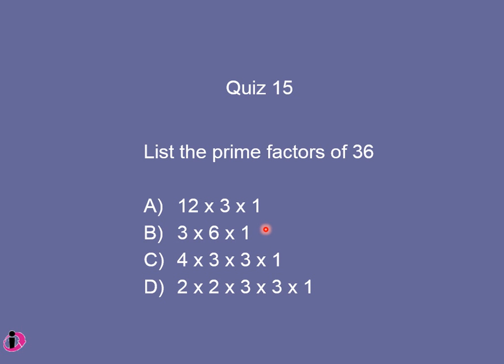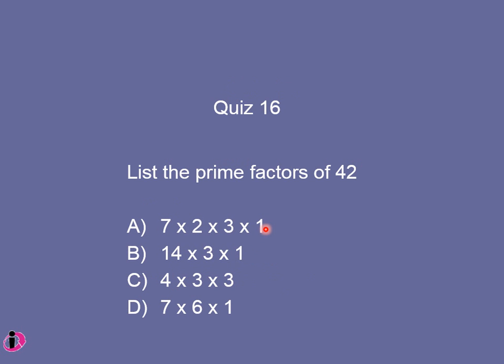We just want to make sure that we understand that every number can be written as a multiplication of prime factors, meaning as a product of prime factors. Let's try another one. How about this one? 42. What is the prime factorization of 42?